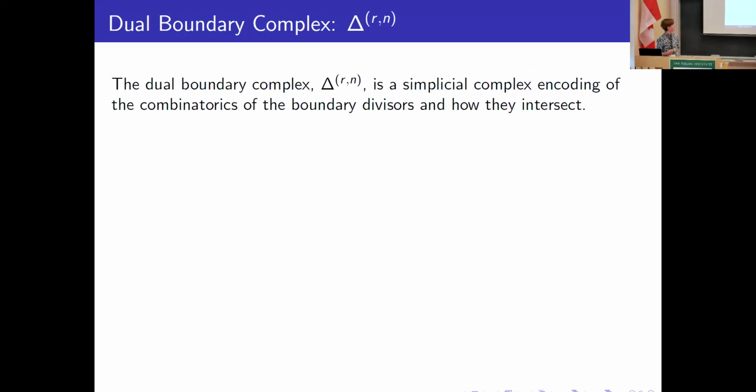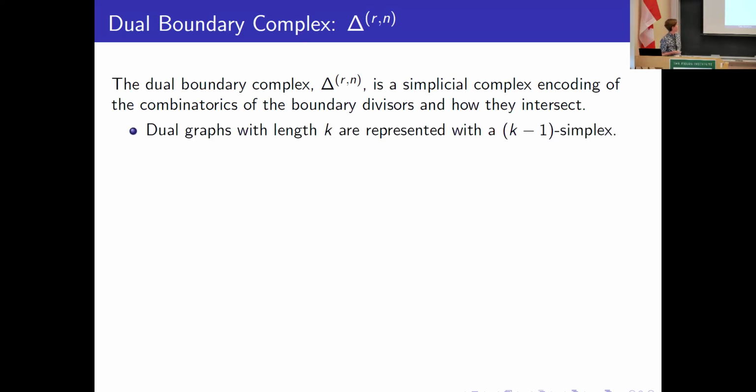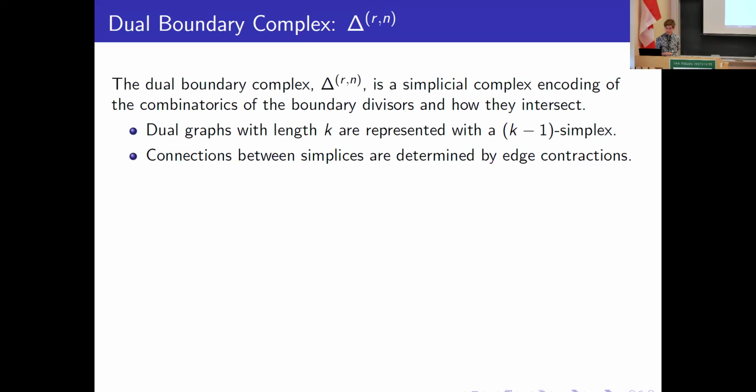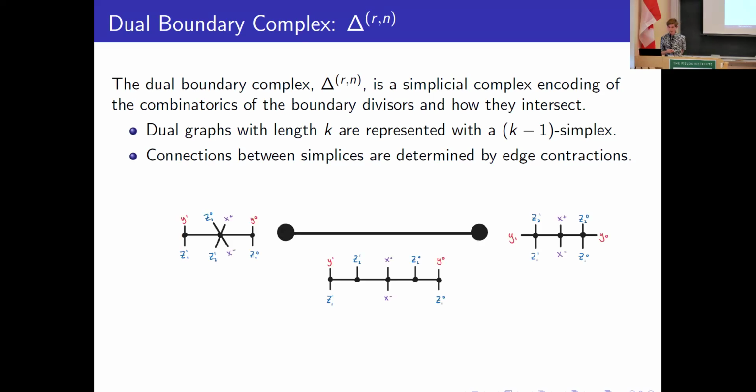I specifically was focusing on the dual boundary complex, which we call delta Rn. And we can think of this as a simplicial complex encoding of the combinatorics of our boundary divisors and how they intersect. A dual graph with length k is represented with a k-1 simplex. And then very informally, connections between these simplices are determined by edge contractions. So this is an example of what that might look like.